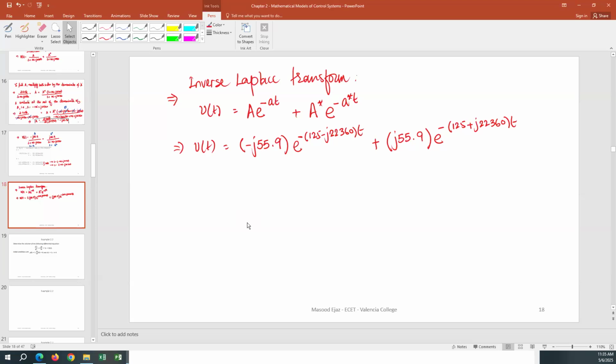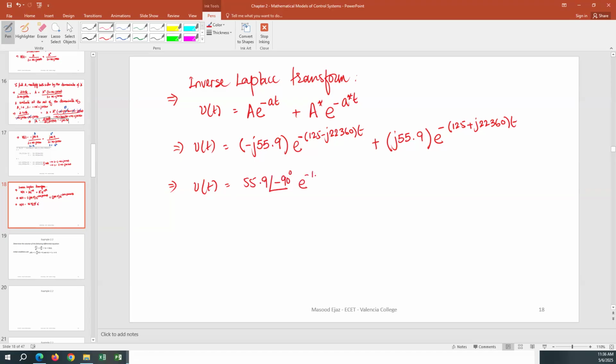So how are we going to convert this into a trigonometric function? Let me show you the steps. So first, what we're going to do, VT negative j 55.9. This is a complex number written in rectangular form, right? In the polar form, how are we going to write this thing? Yes, 90, exactly. 55.9 angle 90. So let's write this down. 55.9 angle negative 90 degrees.